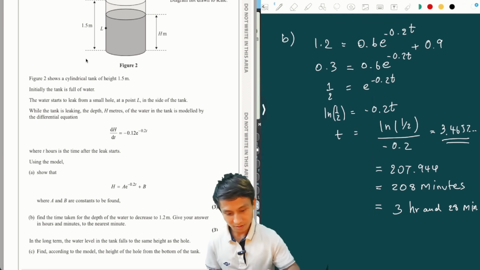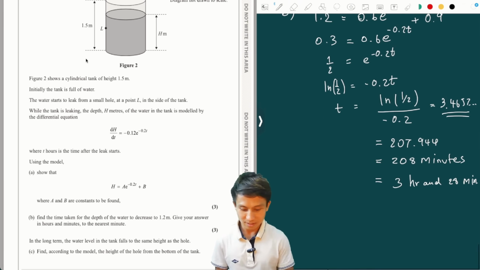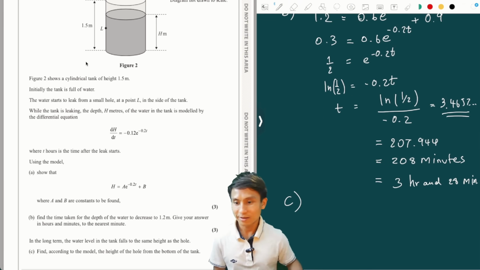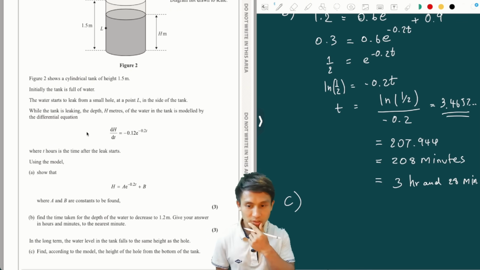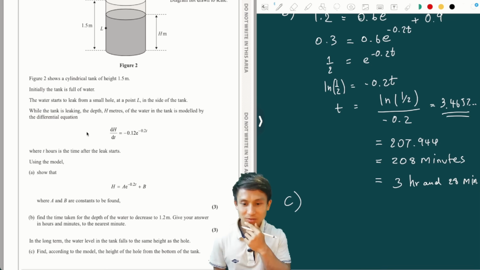Okay. So next one is part C. All right, I'm going to write there. In the long term, the water level in the tank falls to the same height as the hole. Find, according to the model, the height of the hole. We don't know yet. It's just this height here, from the bottom of the tank.